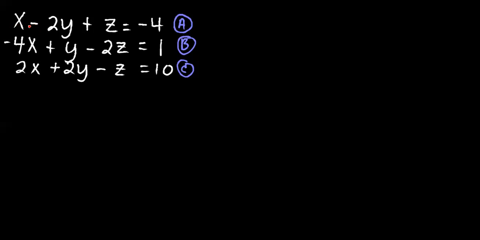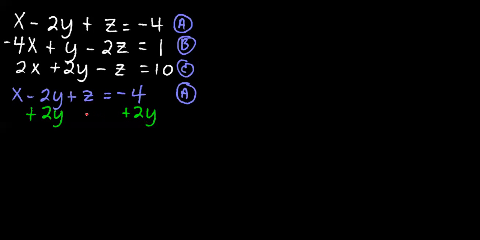So I'm going to start with the first equation and isolate x. I'm going to label this A down here, and I'm going to rewrite that equation so you can see all the steps. So this is just the equation as it is. And I'm going to add 2y to both sides, and add the opposite of this plus z, which would make it minus z, to both sides. That's going to give me a new equation which only has an x on the left-hand side.